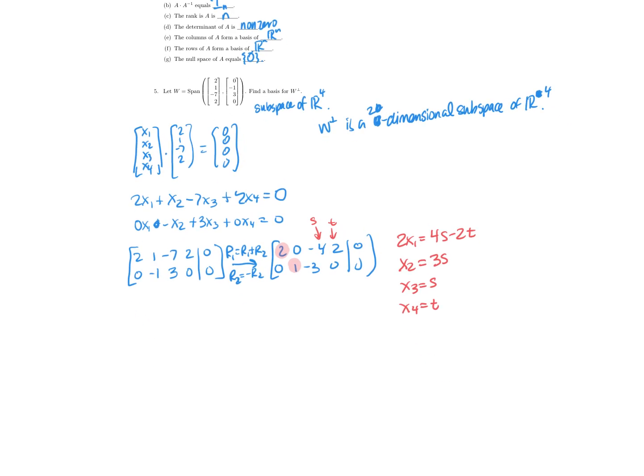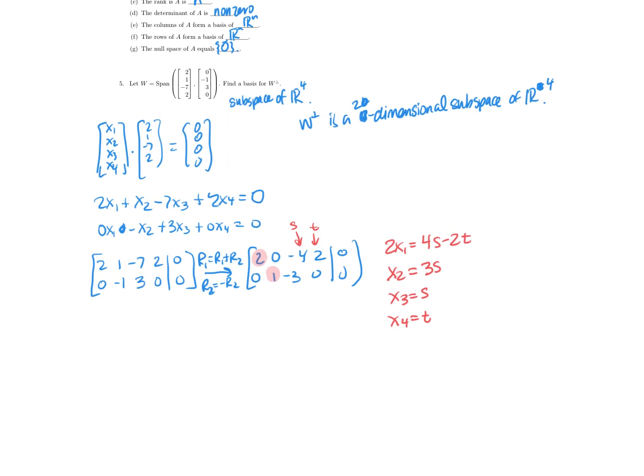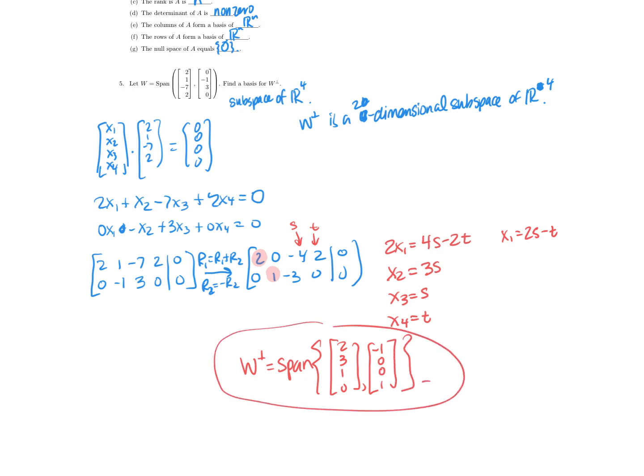And so I end up getting that my W perp is equal to the span of the vectors. I can go ahead and divide all of that and make this into x1 is equal to 2s minus t. So W perp is going to be the span of 2, 3, 1, 0, that's the coefficients of the s, and then the coefficients of the t are minus 1, 0, 0, 1. And so there's my basis for W perp.